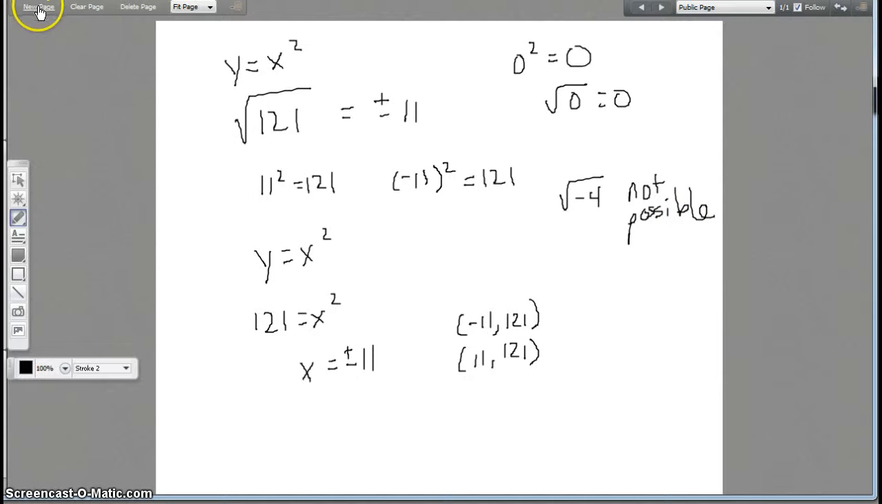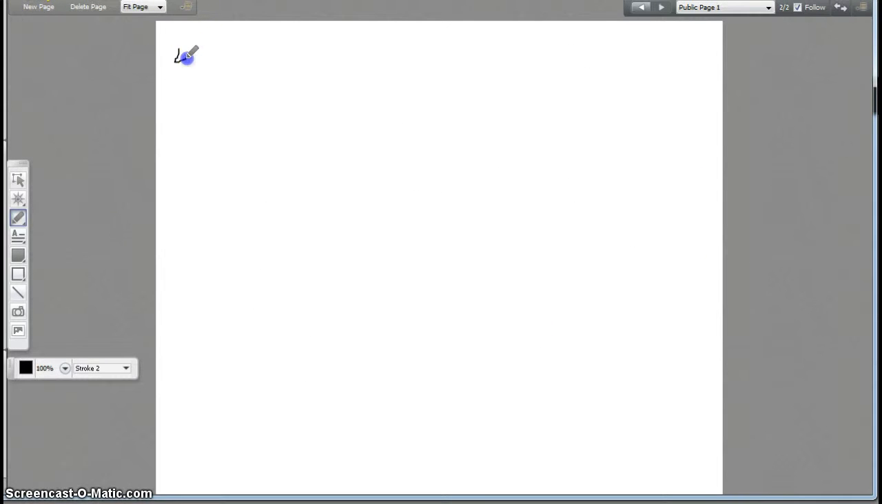Okay, so let's look at some sample problems from this lesson. Okay, let's start with number 4. Number 4 says list all of the square roots of each of the following numbers. Notice it says all. That means you must list the positive square root and the negative square root.